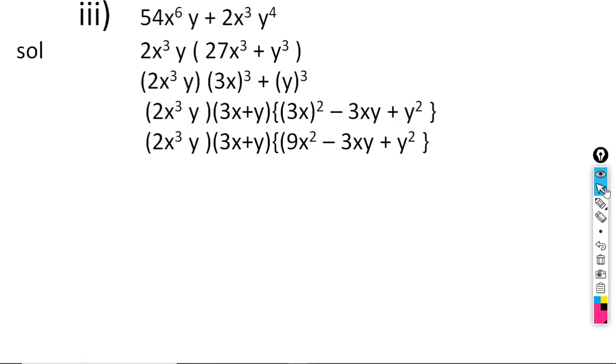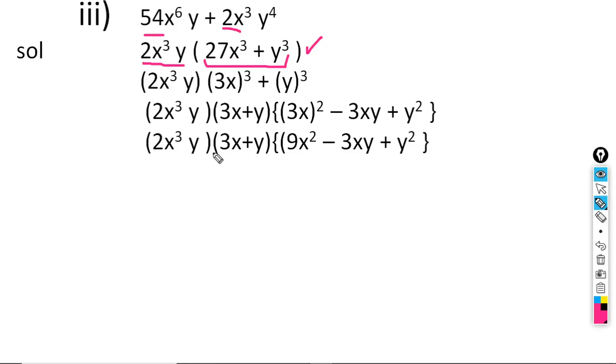Now we have a next problem. Here in this problem it is 54x raised to power 6 y plus 2x cube y raised to power 4. 54 is not a perfect cube, 2 is not a perfect cube, so we have to take 2 common. Of x6 and x cube, x cube is common. Of y4 and y, the lowest power is 1, so 2x cube y is common. We'll have 27x cube plus 4y cube, and in this bracket term we will use identity a cube plus b cube. The first factor is 3x plus y, and the second you get 9x square minus 3xy plus y square.